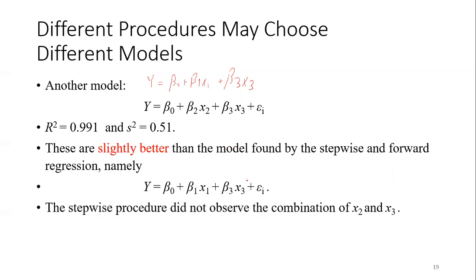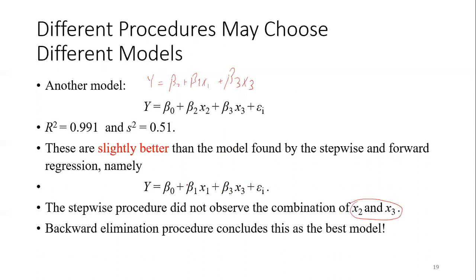Okay. So which was this one, right? Well, the stepwise procedure did not observe this combination of x2 and x3. Okay. But if you had used backward elimination, which starts from the full model and then eliminates each variable one by one, then we would have ended up with this model, right? x2 and x3. So different procedures may end up with different models.